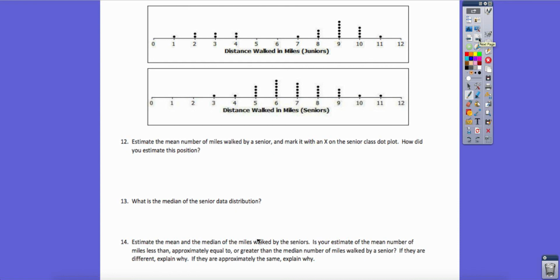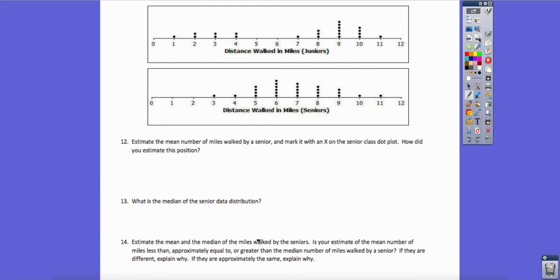Okay, number 12. It says, estimate the mean number of miles walked by a senior. So we're going to do the same exact thing. In fact, I want you to do this one on your own for seniors. Okay, I want you to hit pause. I want you to go through number 12, 13, and 14. And when you're done with 12, 13, 14, I actually want you to do 16 also. Do those, and when you're ready to see the answers here, go ahead and hit play.